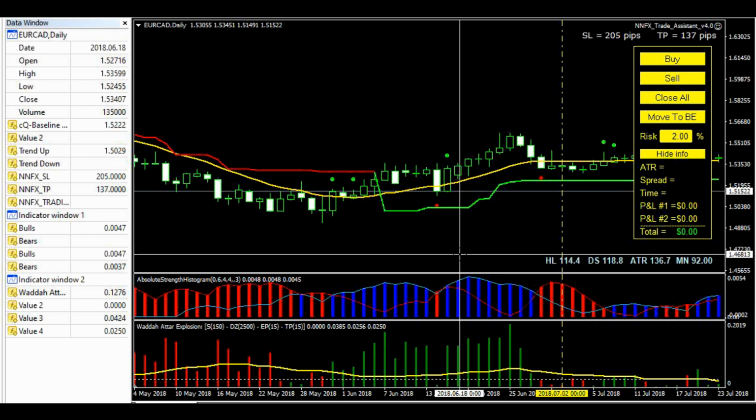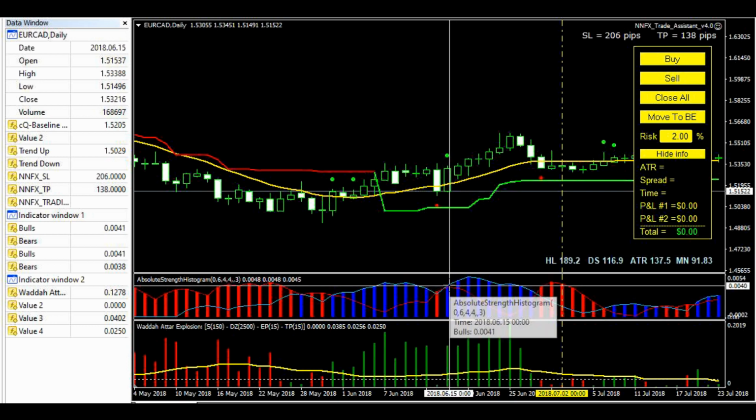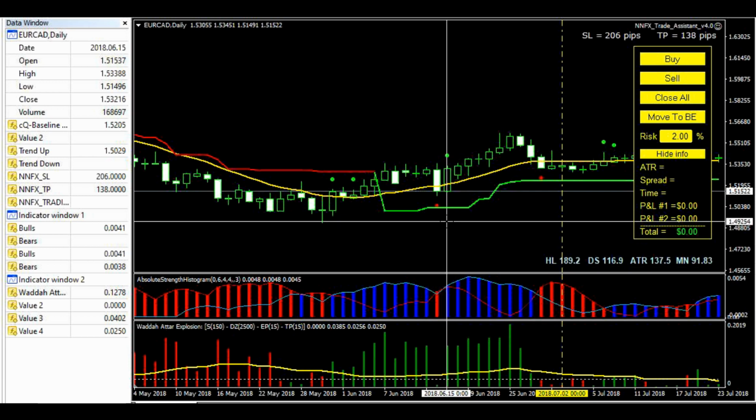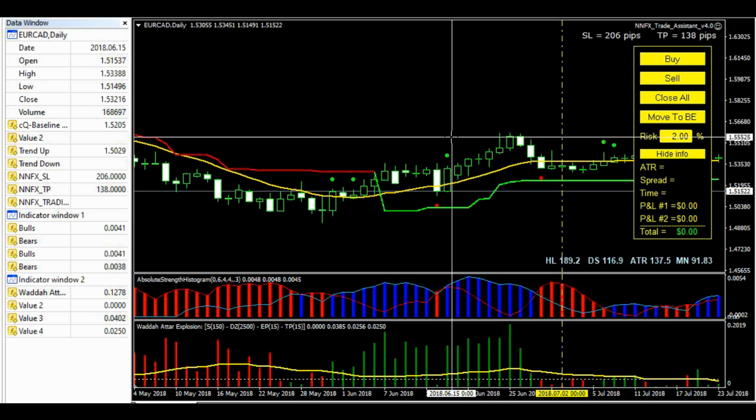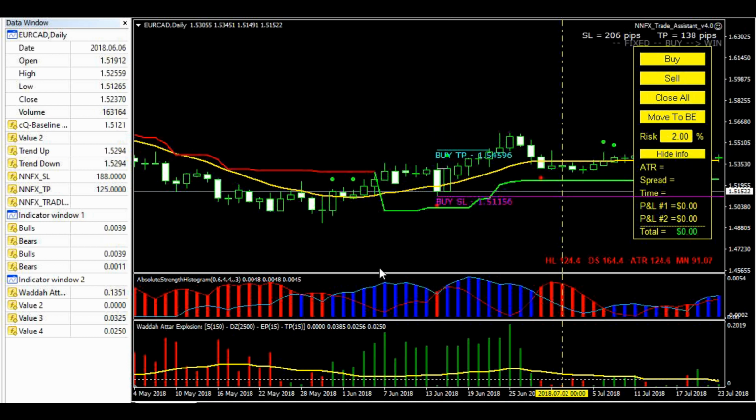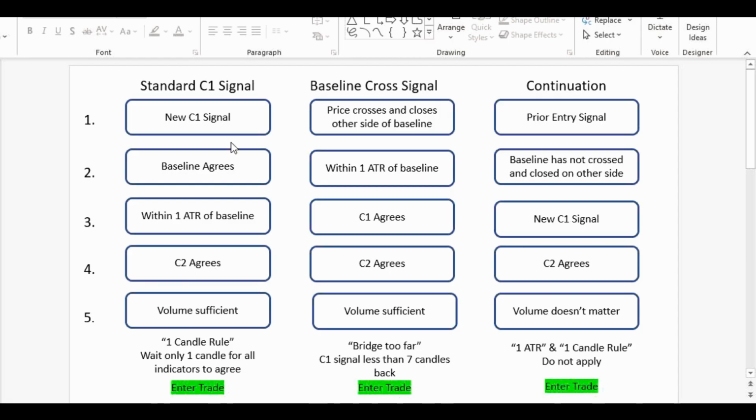In this case, we have a fresh C1. We are on the correct side of the baseline. We have a C2 in agreement, and we've got lots of volume, so we would buy it there, and we would be successful. So there are a few examples of this system. And as you can see, you really have to work through each one and look for the particular combination of each to make sure it qualifies as an official trade.